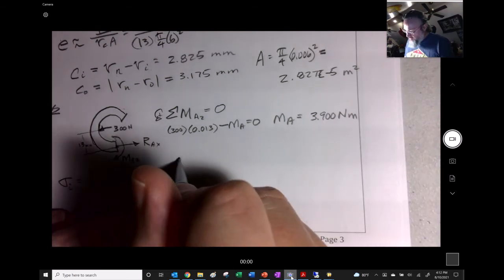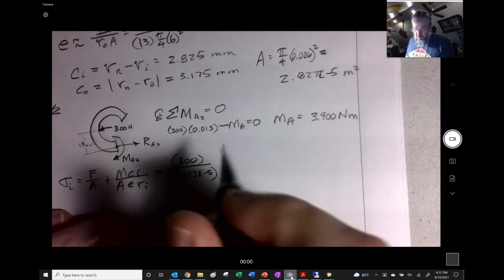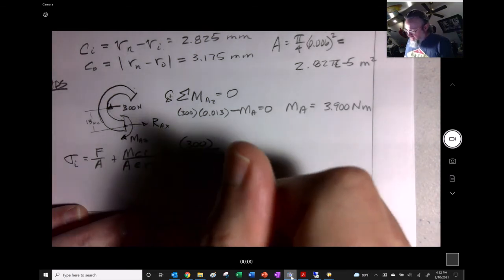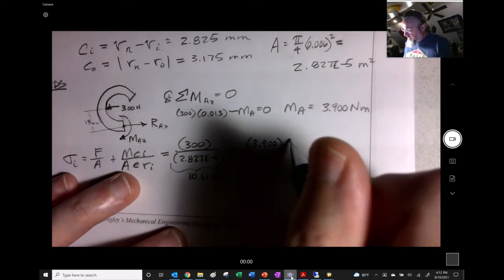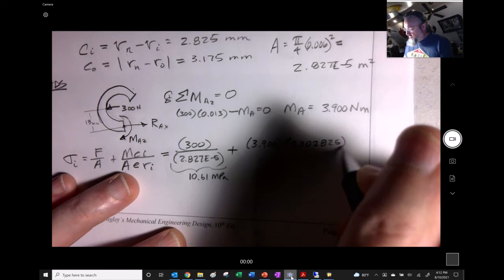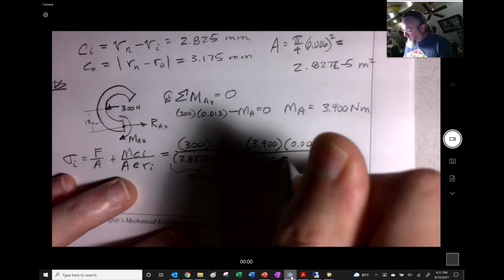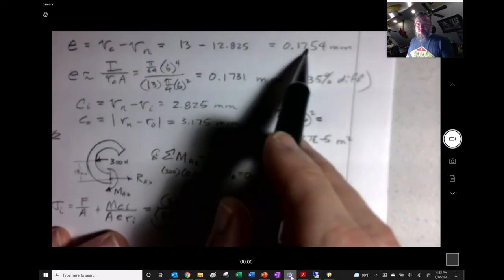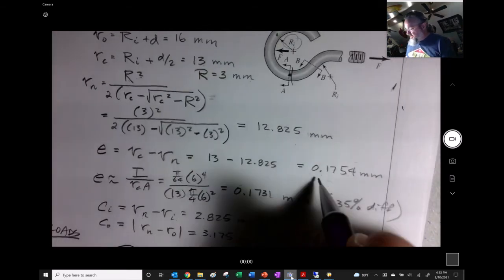And so what we say is we have 300 divided by our 2.827 E minus 5, which, by the way, we calculate as a mid-step, is a good thing to do: 10.61 megapascals. And then we add to that our moment, 3.900, and our c_i, and so that's going to be 0.002825 divided by A, which was our 2.827 E minus 5, and our e, which remember was up here, 0.1754, but careful here.